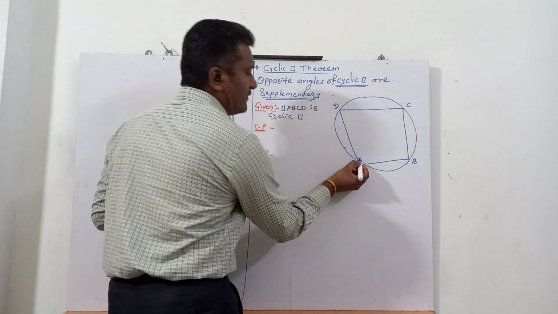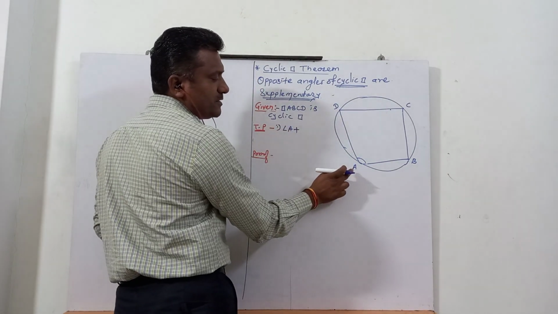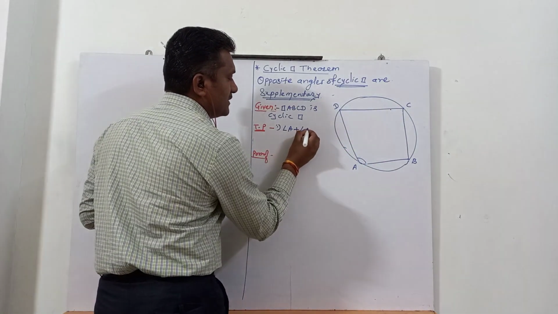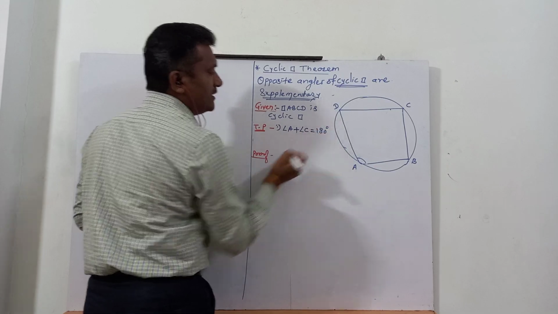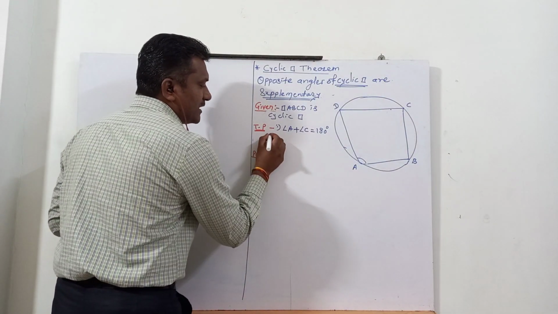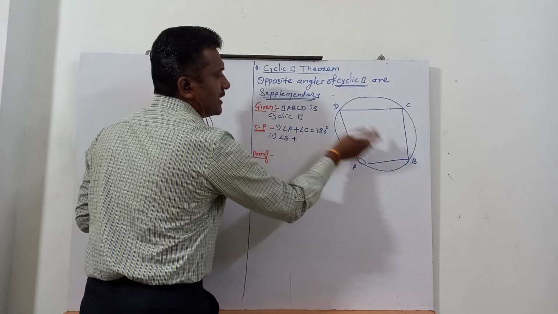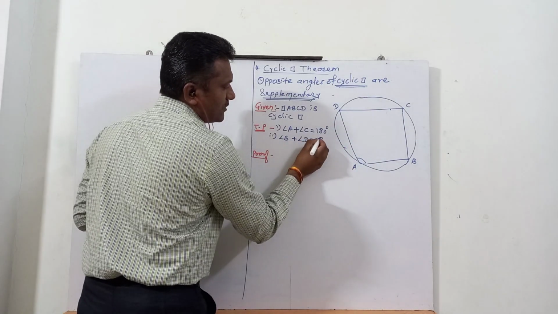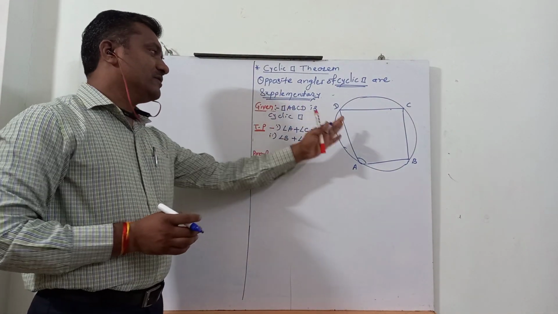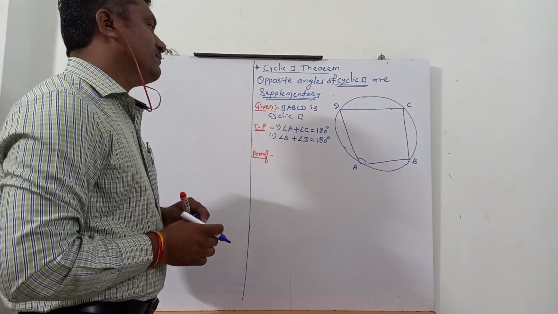Supplementary. For example, if I consider angle A, first pair: angle A plus, which is the opposite angle of angle A? Yes, angle C. Angle A plus angle C is equal to how much? 180 degrees. This is the one pair. Now we have one more pair. What is that second pair? Yes, angle B plus angle D, also equals how much? 180 degrees. So with the help of the statement, we draw the figure, we write down the given, and we have mentioned here the to prove. Now the actual proof.